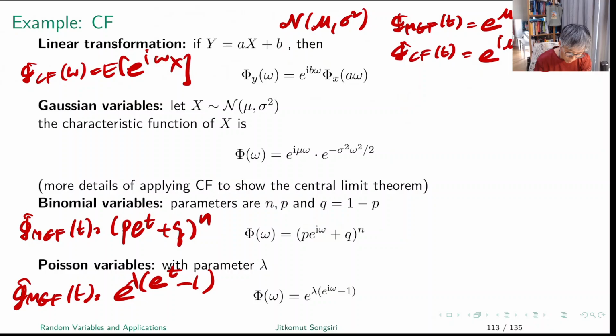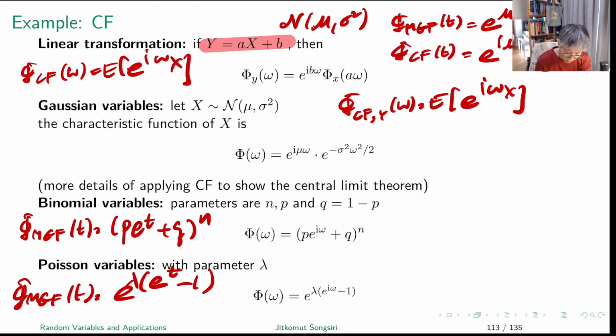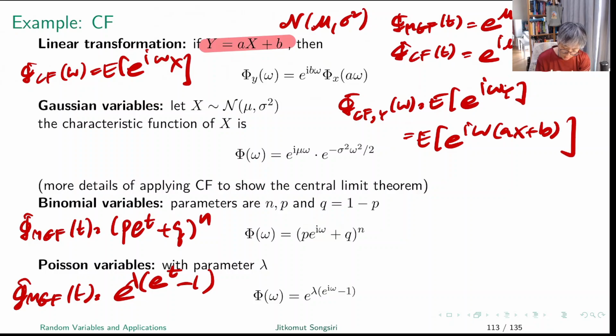And we also have similar results when you have a transformed variable Y equals aX plus b. You can prove it the same way. The CF of Y at omega is going to be the expectation of e to the i omega Y. And because Y is a transformation of X, that gives you e to the i a omega X times e to the i b omega.